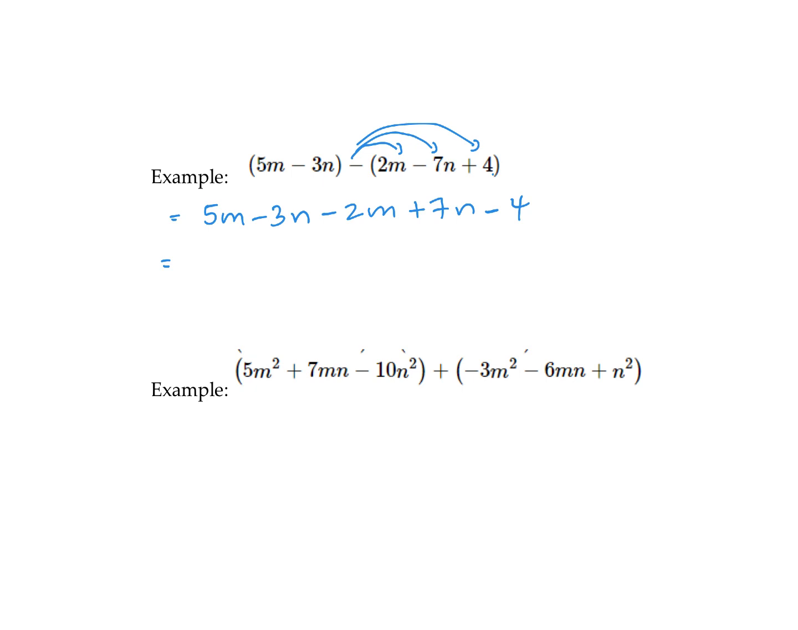I have 5m minus 2m are like terms. Negative 3n plus 7n are like terms, and then I just have the minus 4 by itself.